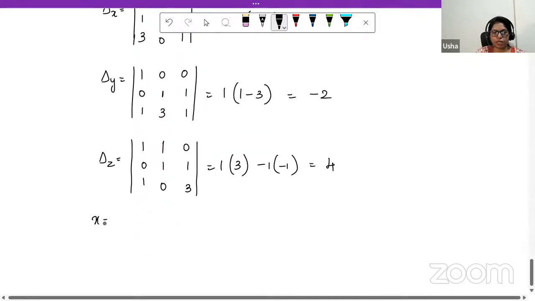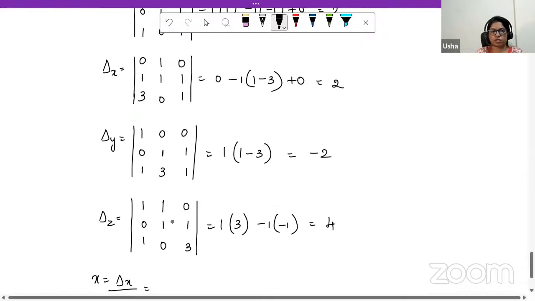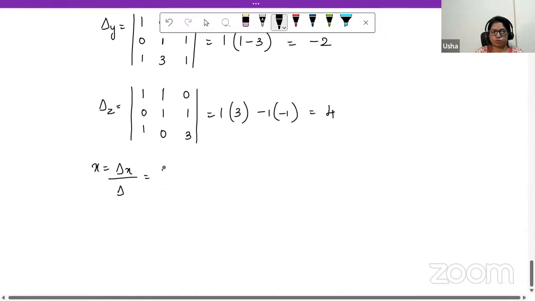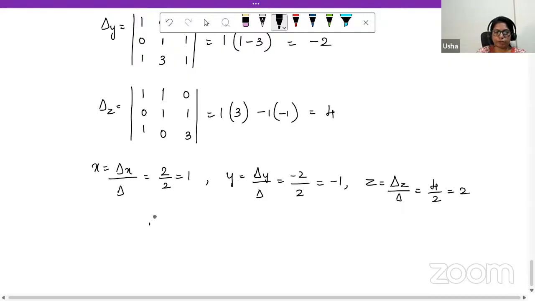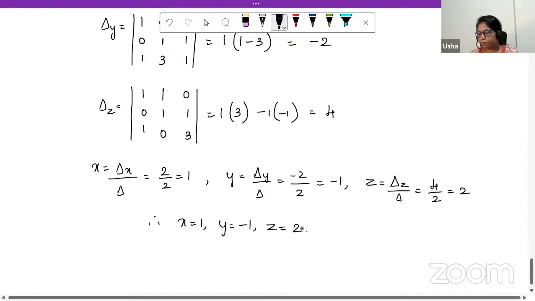Now we will find out the values. X is delta x by delta. Delta x is 2, delta is also 2. 2 by 2 is 1. Next, y is equal to delta y by delta. Delta y is minus 2, delta is 2, so the answer is minus 1. And z is delta z by delta. Delta z is 4, delta is 2, you will get 2. Therefore, x is equal to 1, y equals minus 1, z equals 2 is the answer.